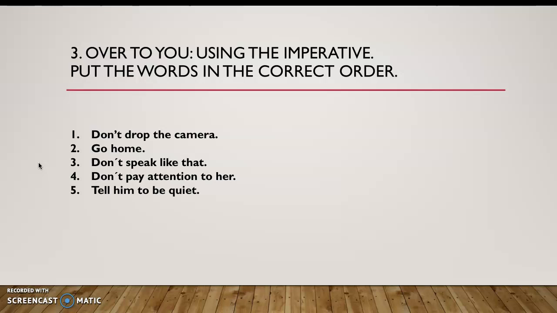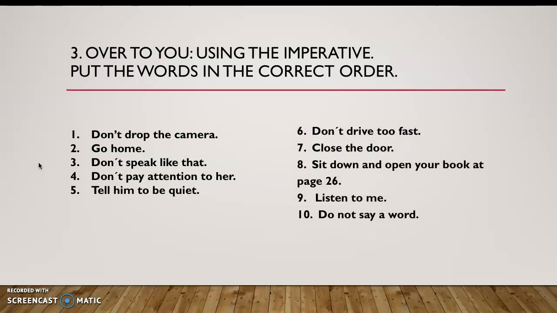It's easy, isn't it? Let's look at the other 5. Don't drive too fast. Close the door. This one was a bit more difficult because we had two imperatives, sit down and open your book at page 26. Listen to me and do not say a word. We can also say do not or don't. Do not is more formal.